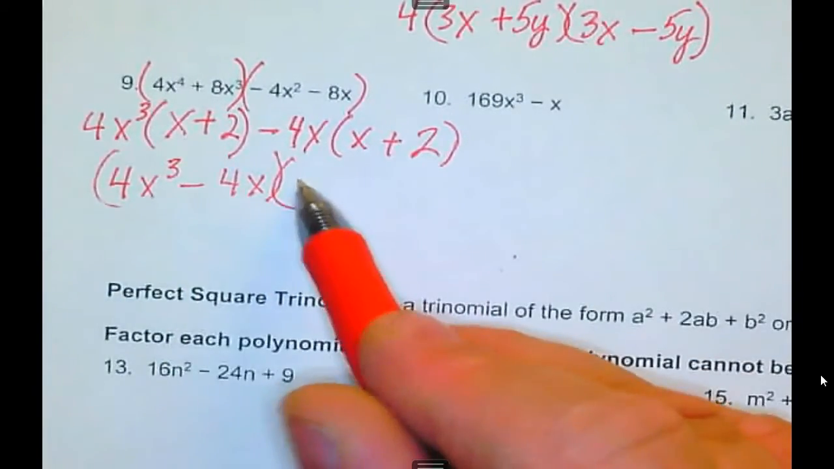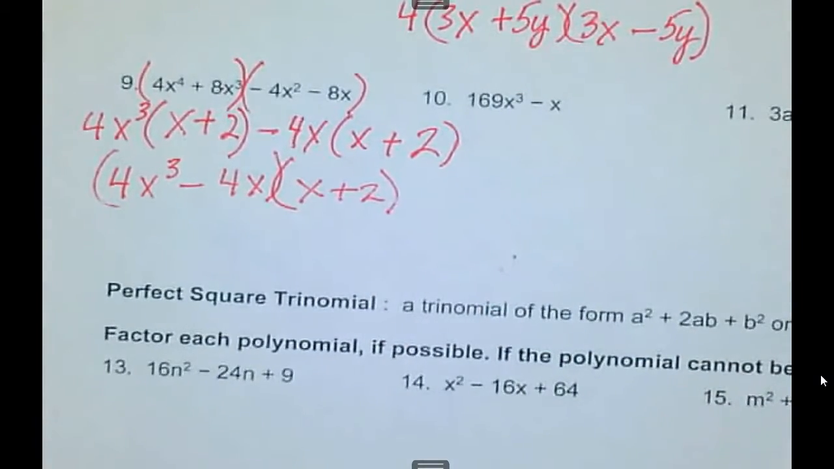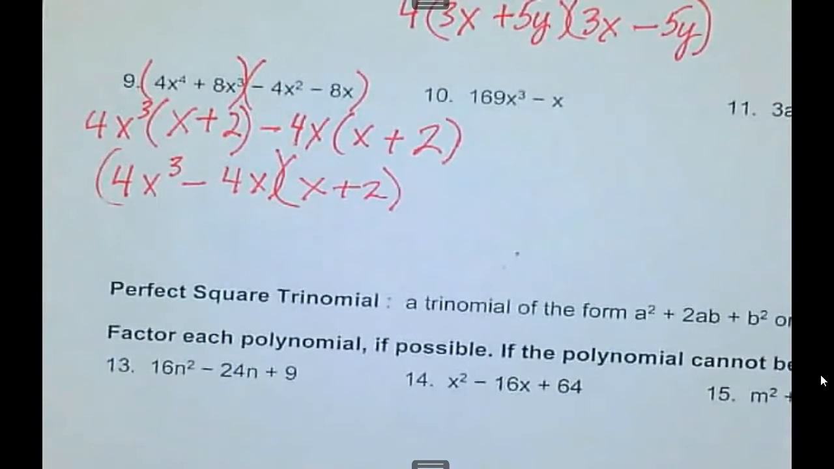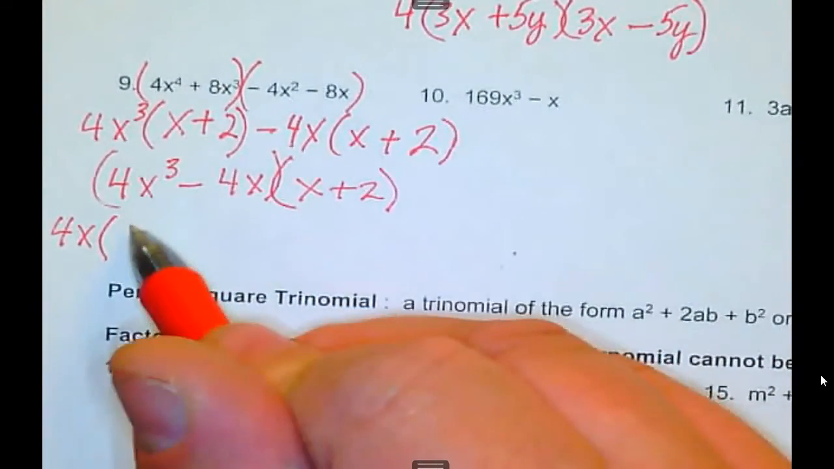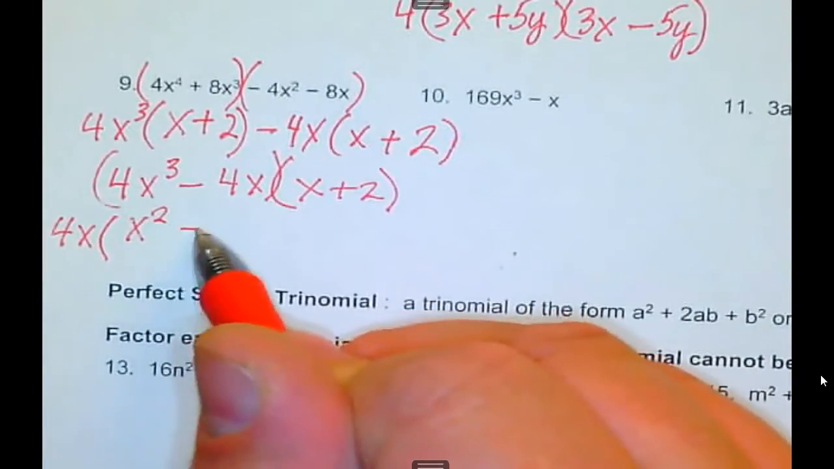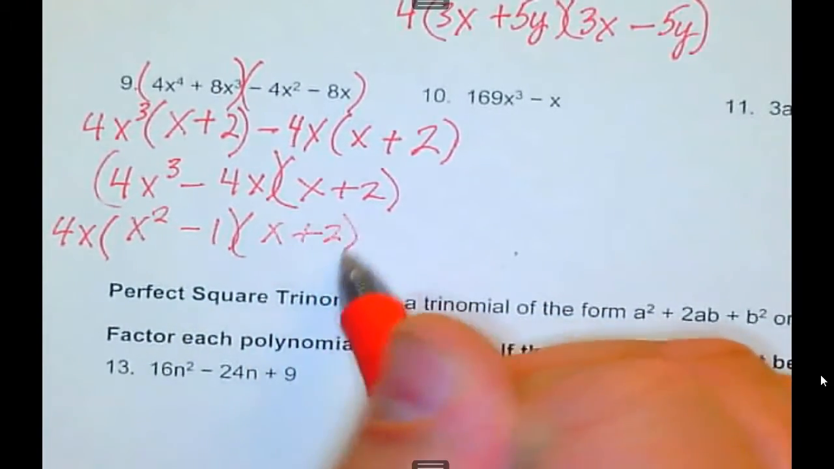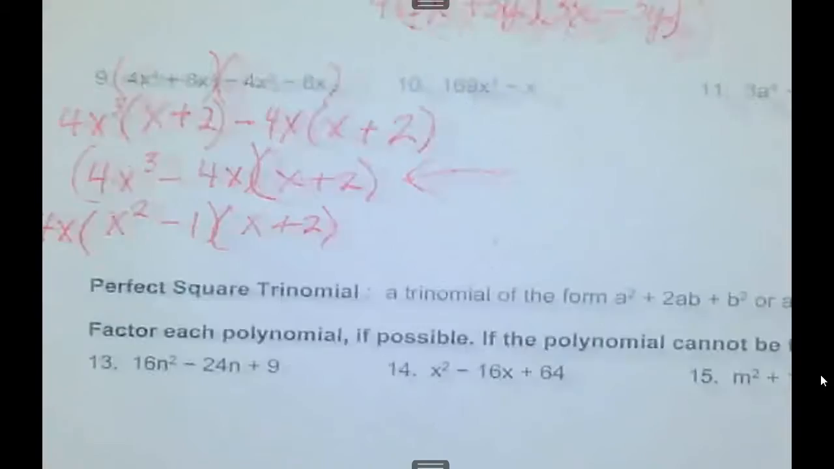and x plus 2. Now, if you really want to make your Algebra 1 teacher happy, you can keep going, factoring on the first one, right? What can I take out of 4x cubed and 4x? Good. So I have x squared minus 1 and x plus 2. Now, you guys could stop at that one.